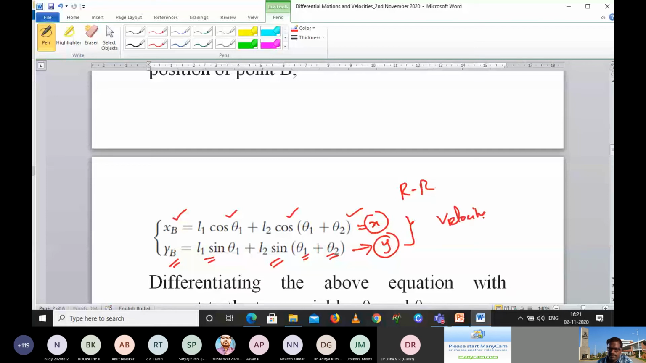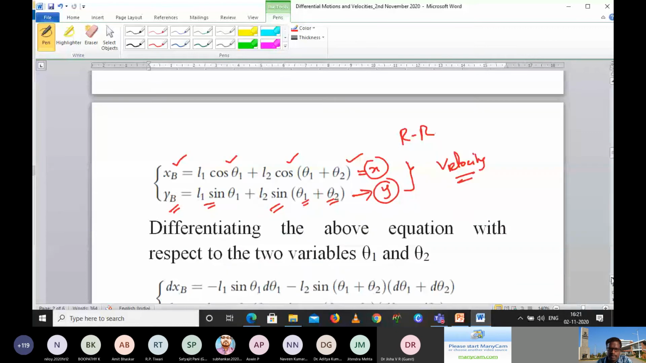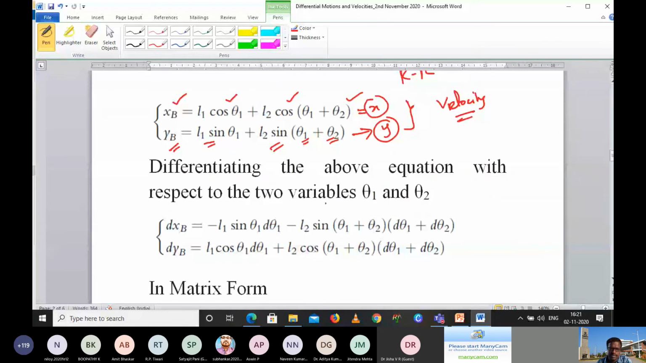If you are feeling the previous case is different, you can follow this. So how I am going to do is differentiate the above equations with respect to two variables, that is theta 1 and theta 2. So dx, you know that, is minus L1 sin theta 1 into d theta 1. If I am differentiating with respect to theta 1, will I get d theta 1? Yes or no? Yes, sir.